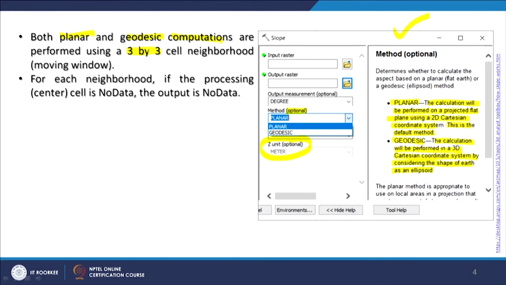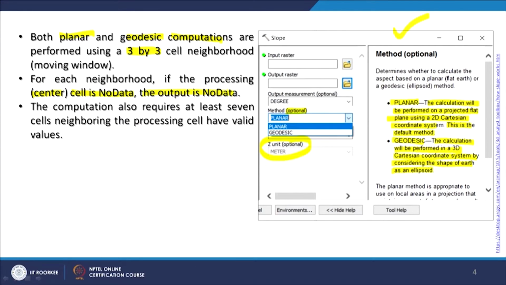For each neighbor, if the center cell being processed, because the calculation is done for the center cell, is no data, then the output would be no data. This is true in all such calculations where neighborhood calculations are performed. If the center cell has no data, the output is also going to be no data.